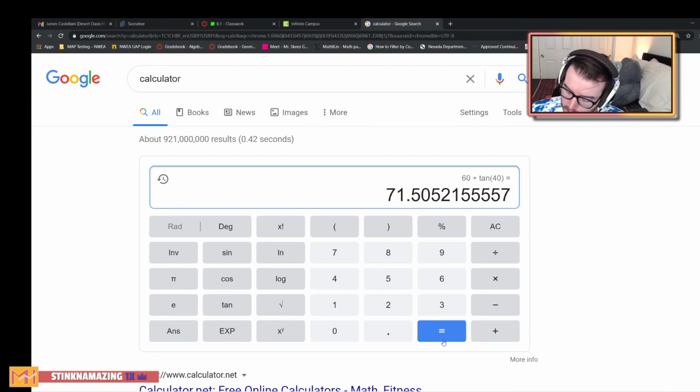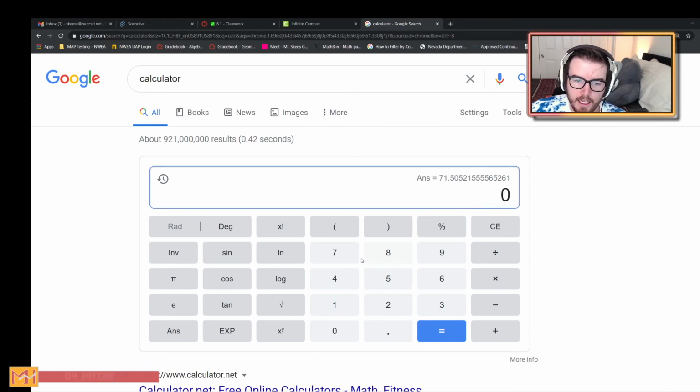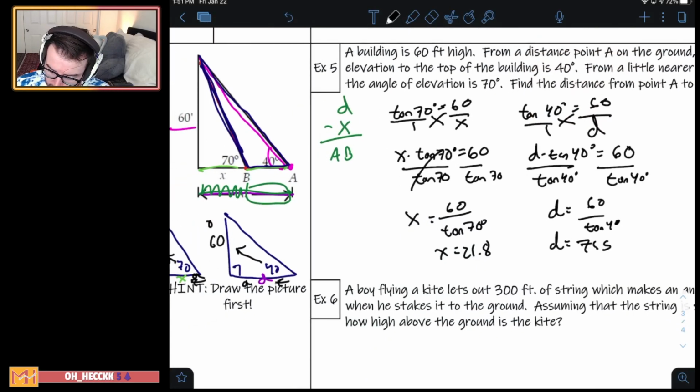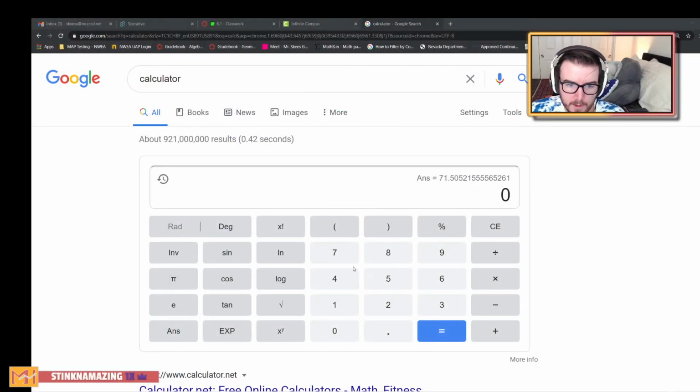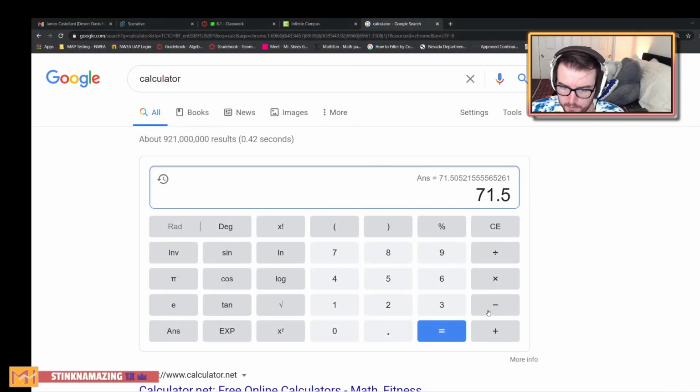So, like I said, we know the big distance, and we know that smaller distance. So if you get rid of that small distance, we're left with the gap from A to B. So let's go ahead and plug that in. 71.5 minus 21.8, we're left with 49.7 feet. Beautiful.